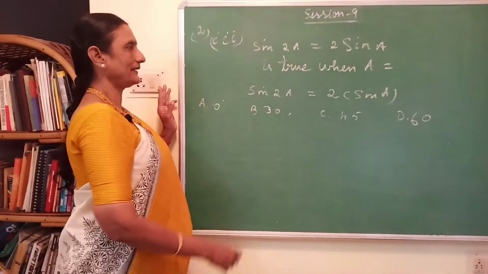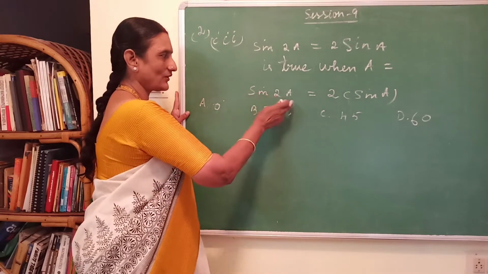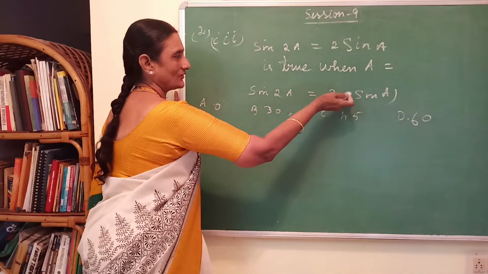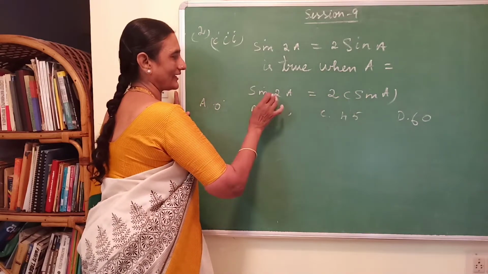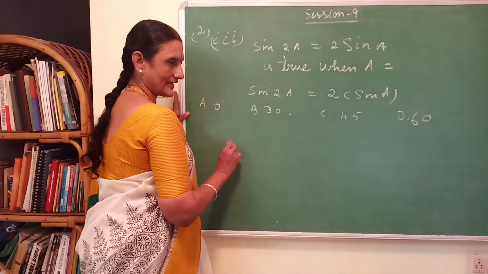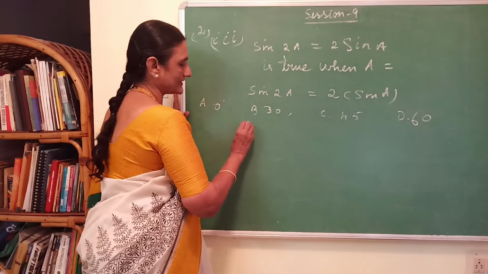Now what will happen if a is equal to 0? Sine 2a is sine 0, which is 0, and sine a is 0, so 2 into again 0. So here also 0, there also 0. Therefore 0 equal to 0 we will get. Therefore the first option may be right. Anyway, we will work once again.